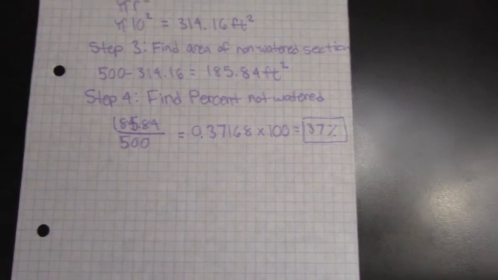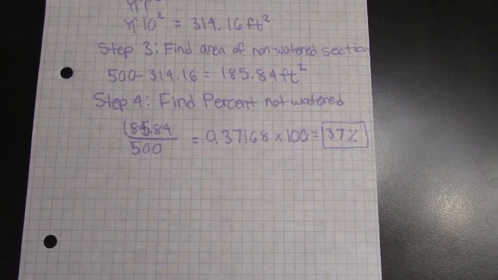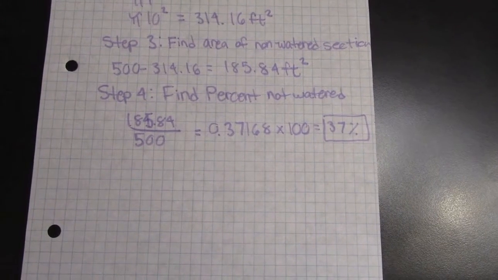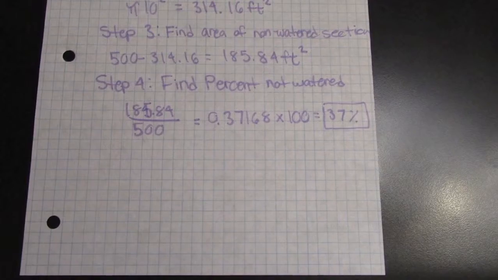Next is the percent. So we're going to want to put the area of the non-watered section over the whole area. So we do that, and we need to times it by 100 to get percent. So then we end up with 37%.